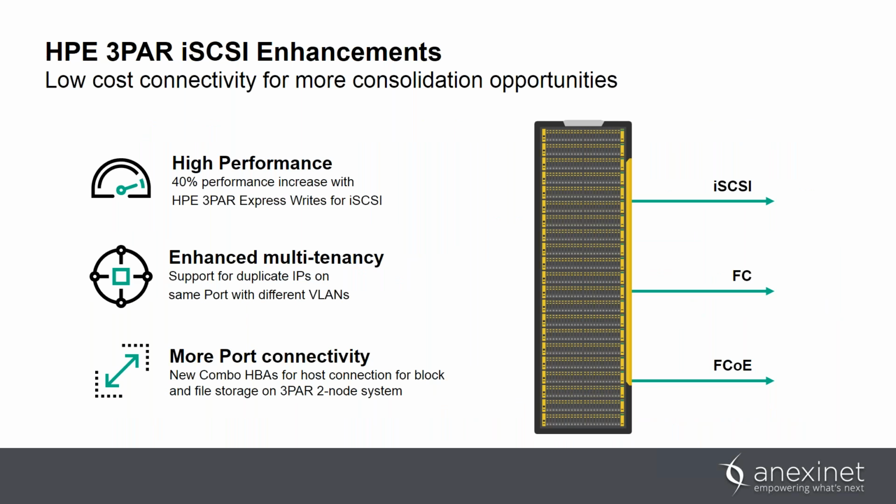So 3PAR has improved its iSCSI enhancements, low cost connectivity for more consolidation opportunities, really a performance increase. So up to 40% increase in performance for iSCSI leveraging express writes. Enhanced multi-tenancy, so support for duplicate IPs on the same port with different VLANs, and more port connectivity, leveraging the new combo HBAs for host connection for block and file storage on 3PAR 2-node systems and 4-node systems.